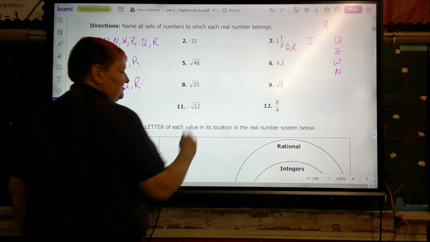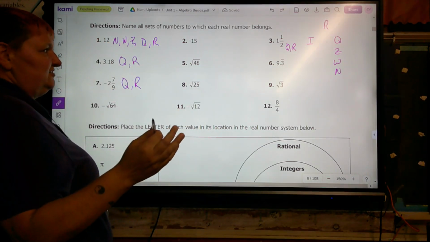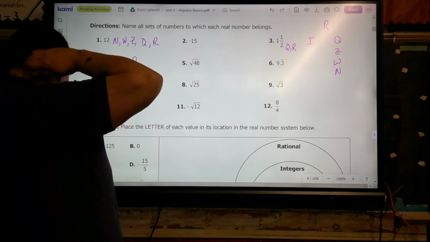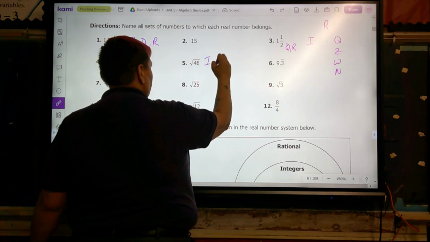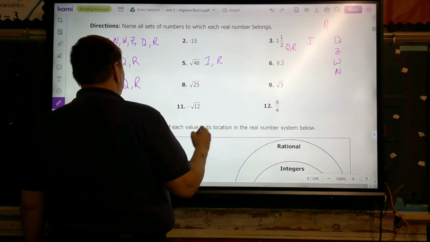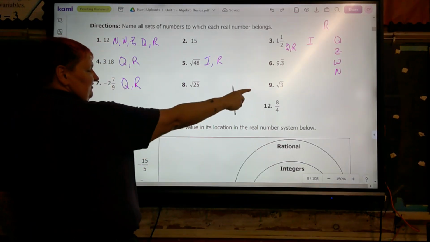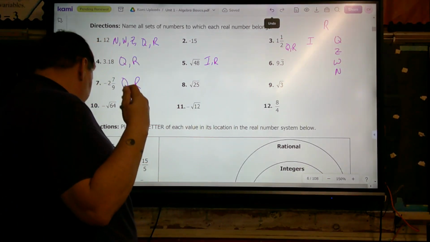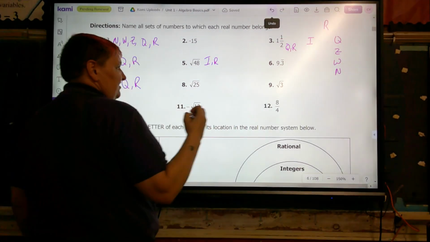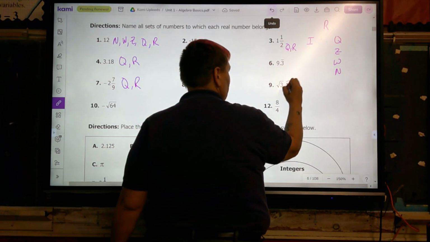5 is the square root of 48. The square root of 48 does not make a pretty number, so it's actually irrational and real. 7 we already did. 9 is the square root of 3, and the square root of 3 is another one that is real but irrational.